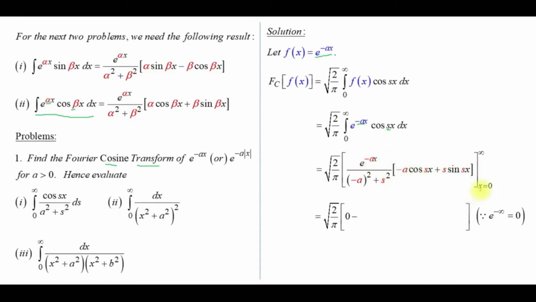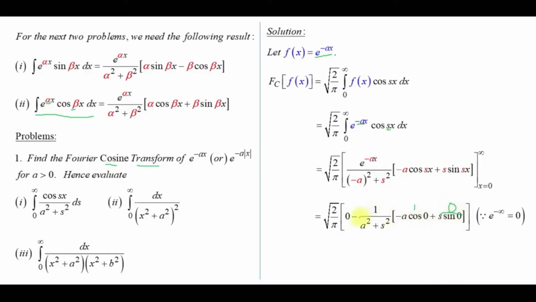For lower limit, we have to substitute x equal to 0. When x equal to 0, anything power 0 is 1. So 1 divided by minus a whole square plus s square, into minus a cos 0 plus s sin 0. So what is the value of cos 0? 1. What is the value of sin 0? 0.